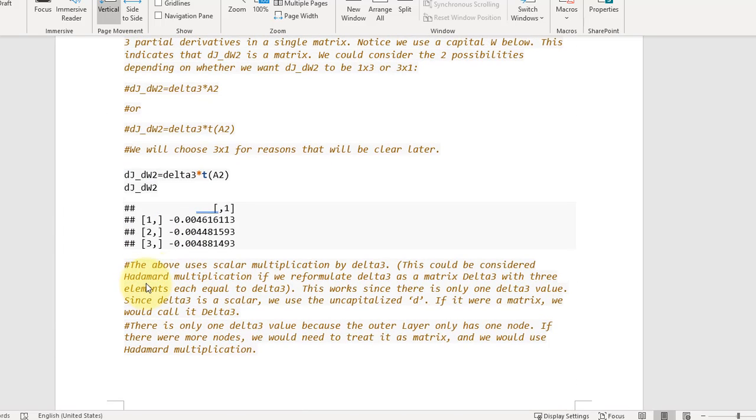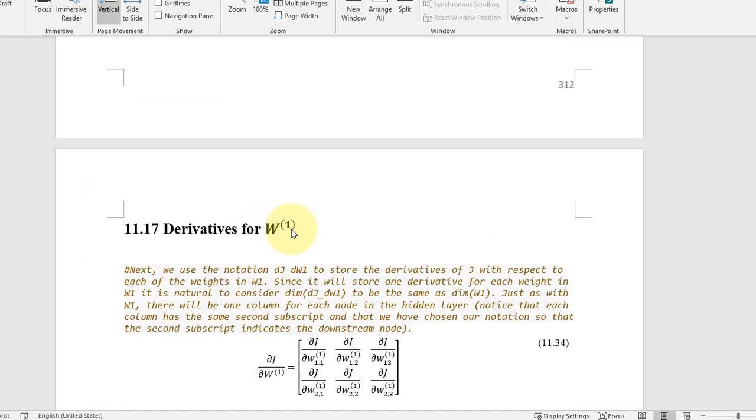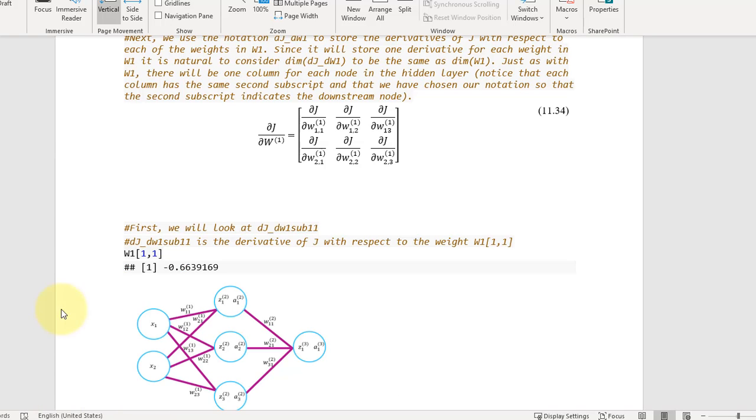Okay, so we got that derivative. We got dJ/dW2. That's half of the battle. The rest of the battle is to get dJ/dW1. So we want the derivatives for W1. That is, we want dJ/dW1, the matrix that contains all these derivatives. So we want the derivative with respect to 1,1, 1,2, 1,3, 2,1, 2,2, 2,3. So this is what we want for the first one.